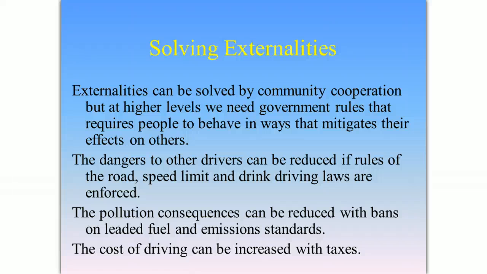At higher levels, larger areas, larger populations, perhaps communities that aren't as close-knit, we need government rules that require people to behave in ways that mitigate their effects on others. So we basically want to internalize the cost. So the dangers to others, say, of drivers can be reduced if rules of the road, speed limits and drink driving laws are enforced. The key element with any law is the enforcement. It's easy to put in a law. If it isn't enforced, it's of no great significance.